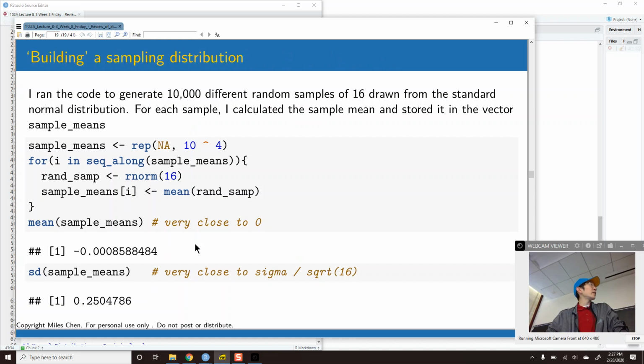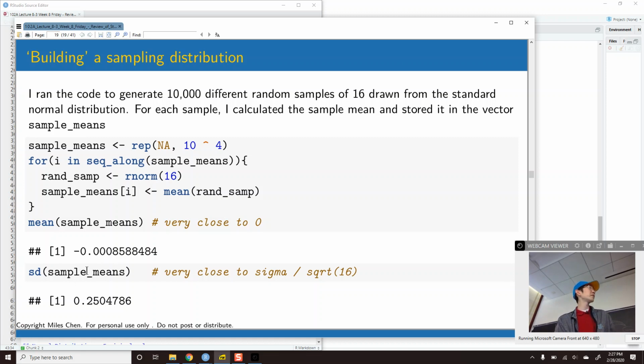So I do this 10,000 times. I do 10,000 samples of 16 drawn from the standard normal. For each sample, I calculate the sample mean, and I store it in the vector sample means. So I say, 10,000 of these things, for i in sequence along, take 16 from the standard normal, calculate the mean of that, store that in sample means. And if I calculate the mean of all of those sample means, I get something very close to 0.